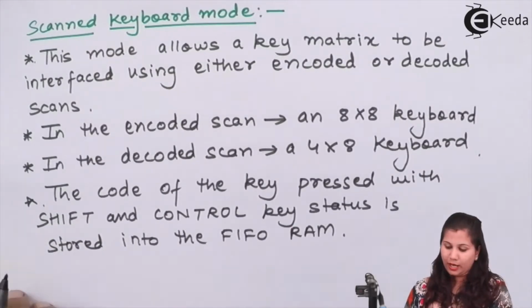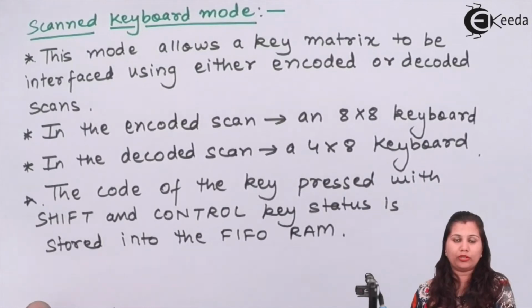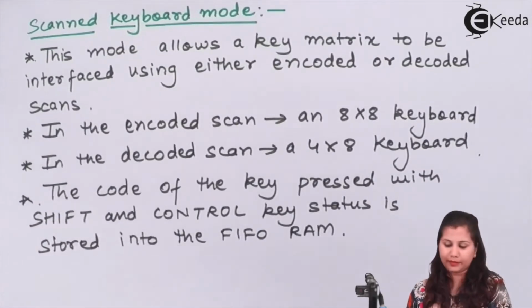Now this scanned keyboard mode is further of three types. First is the scan keyboard mode with 2 key lockout. Then we have the scan keyboard mode with N key lockout, and third is the scan keyboard special error mode. So let us study these three modes of the scan keyboard mode.